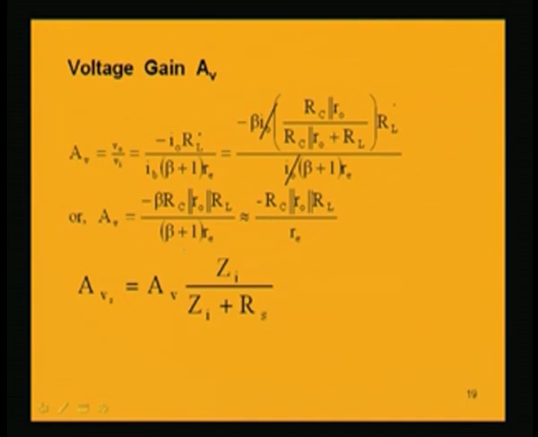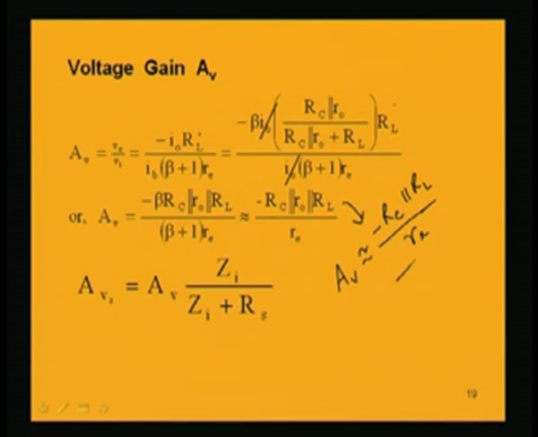Here we can conveniently simplify further by approximating that beta plus 1 and beta are almost equal, so we can cancel them and write this expression as minus RC parallel R0 parallel RL divided by RE. This is a further approximation. Even further, I can conveniently ignore R0, because in all practical cases R0 is very high. So I can approximate it as minus RC parallel RL by RE. This is after one more step of approximation.